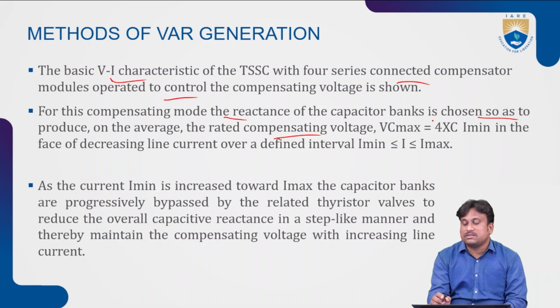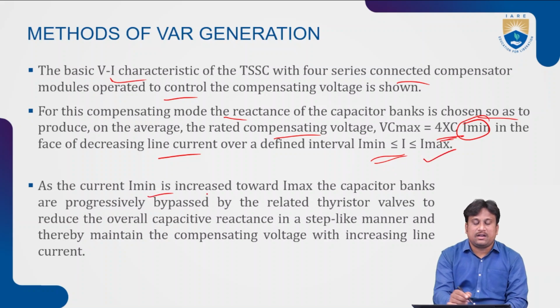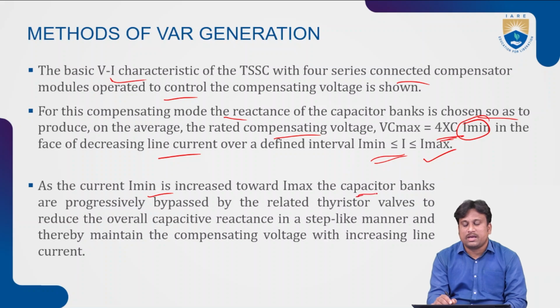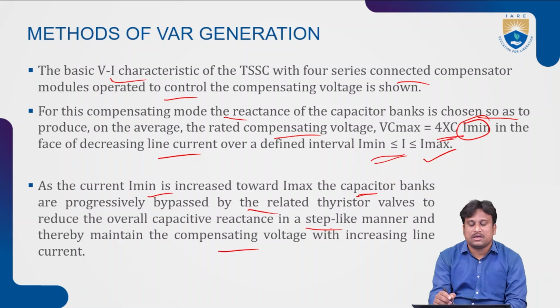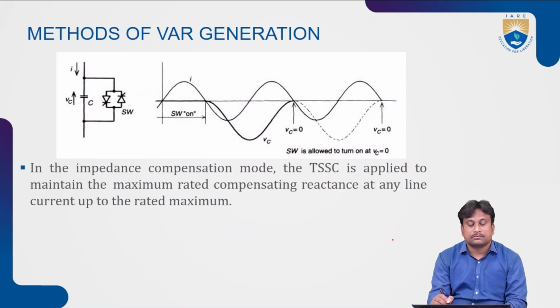So here VC max is about 4XC, and with minimal current I minimum, in the phase of decreasing the line current over a defined interval of I minimum less than or equal to I less than or equal to I max. As the current is increased from I minimum towards I max, the capacitor banks are progressively bypassed by the related thyristor valves to reduce the overall capacitive reactance. That happens in a step-like manner, thereby maintaining the compensating voltage with increasing line current.